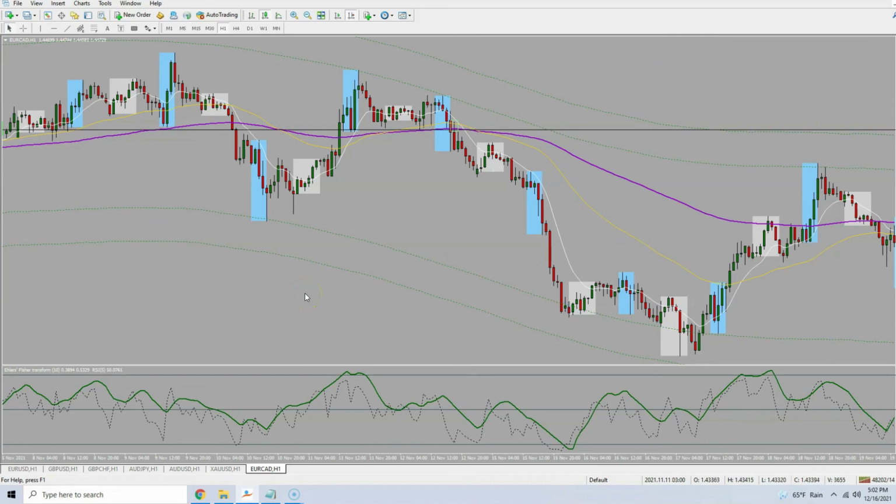So, killer crossover. Really easy strategy to spot. It's a really easy strategy to catch over 100 pips dang near every time.